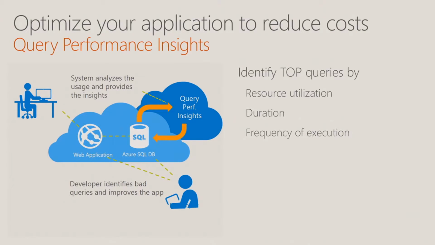Some of the views provided are top queries by resource utilization, by duration, or by frequency of execution. And as you can see, these are the things, duration and frequency, that our application users care for. It's not just about the resources, it's also about the experience. This allows Joe to easily find the bad query. And this is all based on query store data.